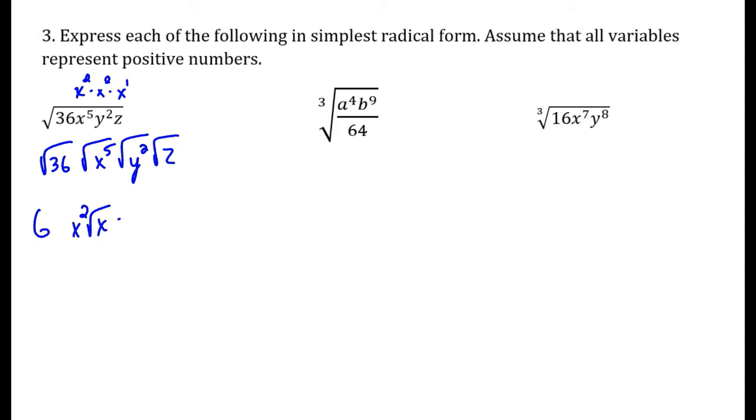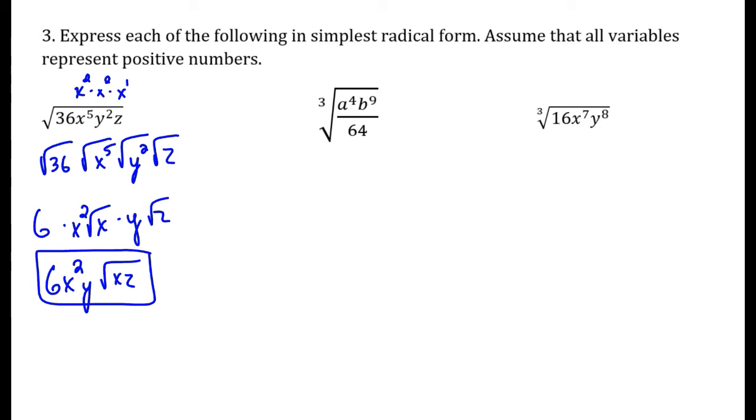The square root of y squared is y. And radical z, there's nothing I can really do there, so I'm taking out groups of 2. I'm taking out groups of 2 because I'm dealing with that square root. So my final answer is 6x squared y square root of xz.